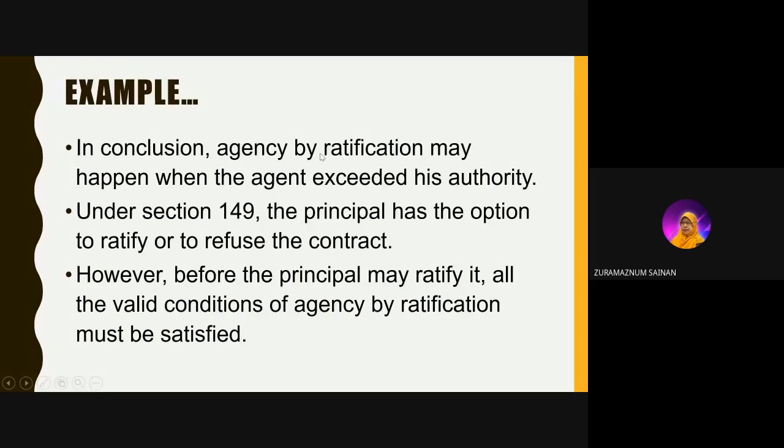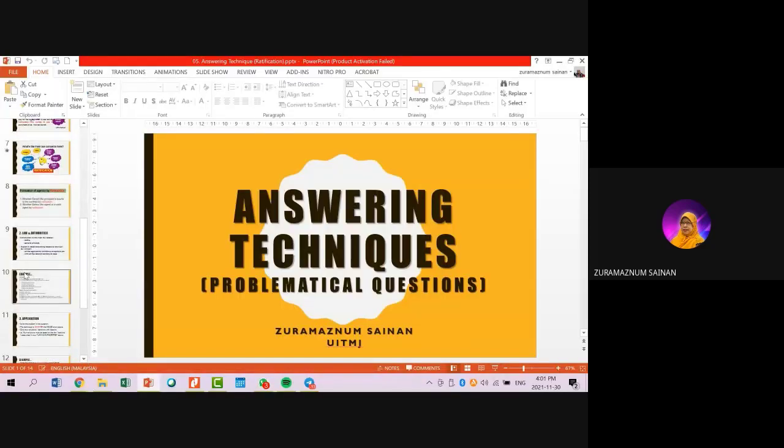That's why kita kata may happen when the agent exceeded his authority. So under section 149, principal has the option, ratify ke or refuse. However, before principal ratify, semua valid condition must be satisfied. Inilah law pasal agency by ratification. Secara ringkasnya berkaitan dengan soalan, berkaitan dengan problem tu. Problemnya pasal exceeding authority. Itulah teknik how to answer case study for law of agency.